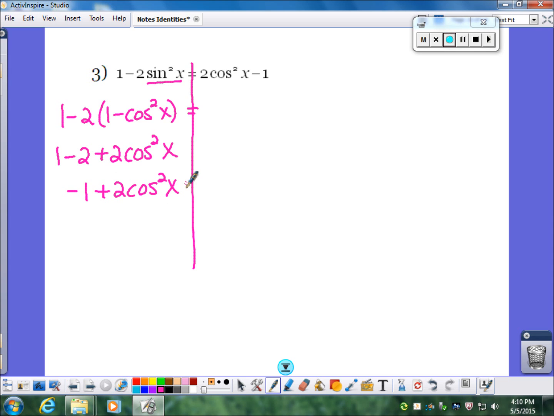All right, notice what I'm looking for, though. I'm not quite there. I need to change around this order. Use the commutative property. And now my right side matches my left side. It's always good to have symmetry.